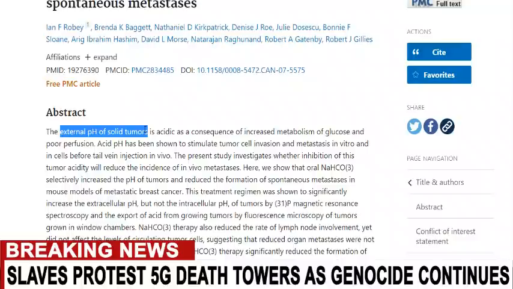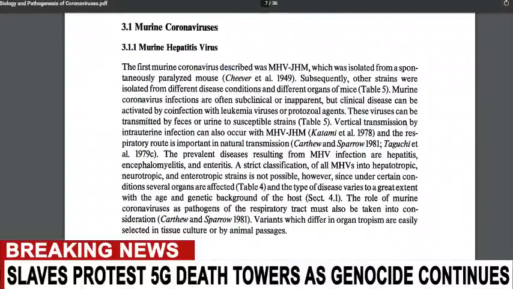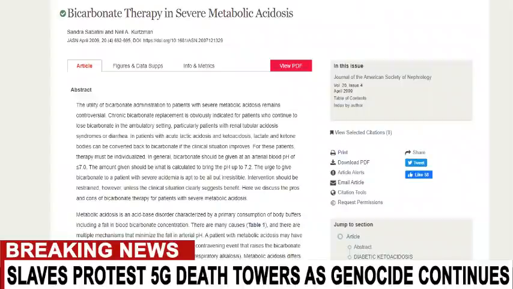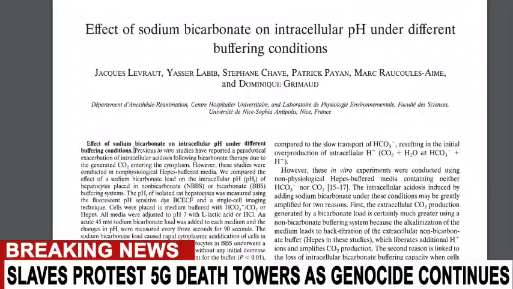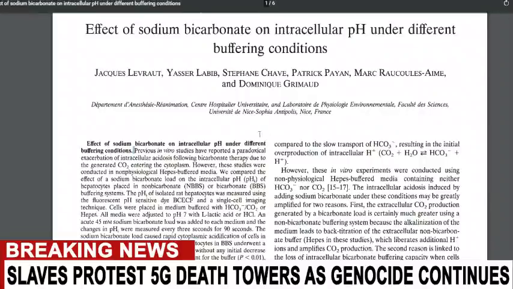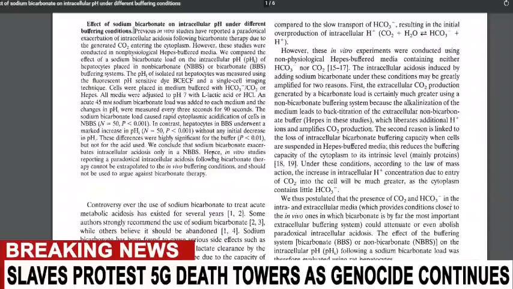Now, this study, which has been cited numerous times, if we can find it again. Nope, not that one. Try again. On this one, the effect of sodium bicarbonate on intracellular pH under different buffering conditions, which is very thorough in the sense, but how do you cover all the bases?